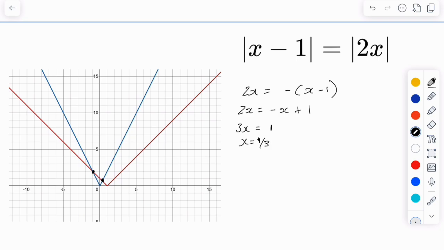And we can plug that now into any of our functions here. The easiest one would just be to plug it into the absolute value of 2x. Therefore, we say the y value is going to equal 2 over 3.